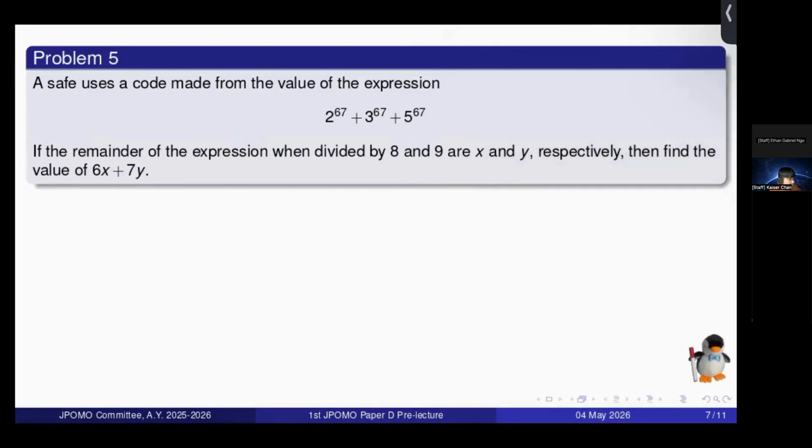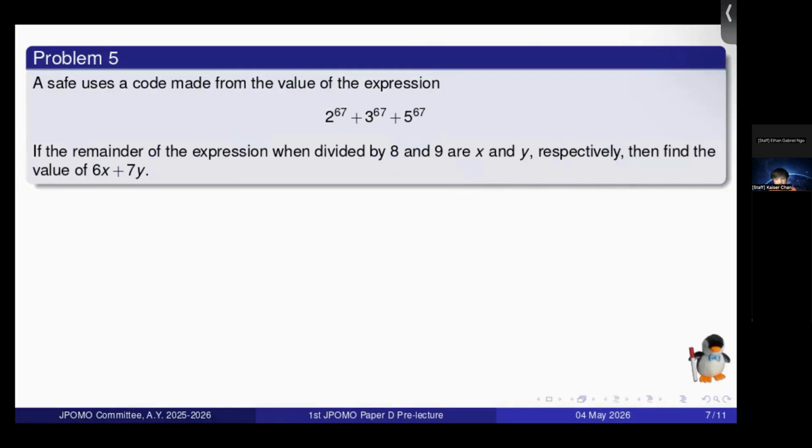So we're now in problem 5. This is in number theory. A safe uses a code made from the value of this expression here, 2 to the 67 plus 3 to the 67 plus 5 to the 67. If the remainders of the expression when divided by 8 and 9 are x and y respectively, then find the value of 6x plus 7y.